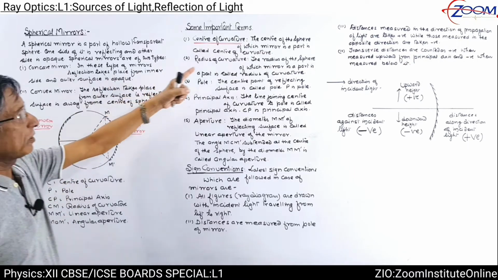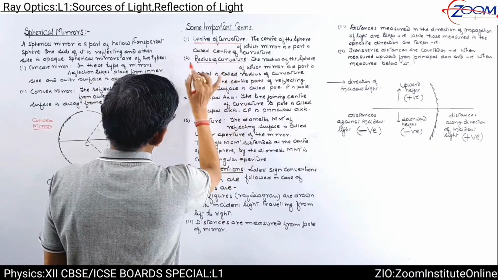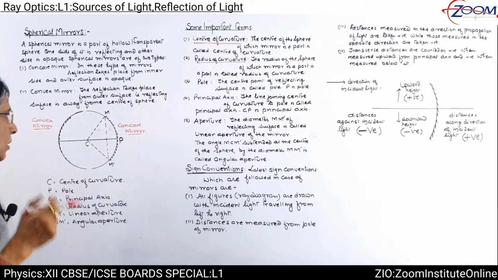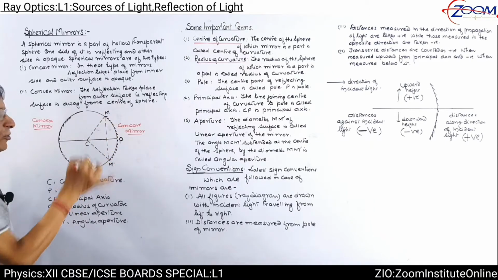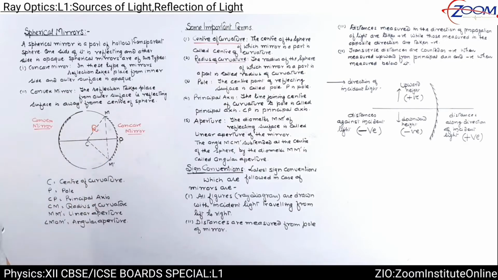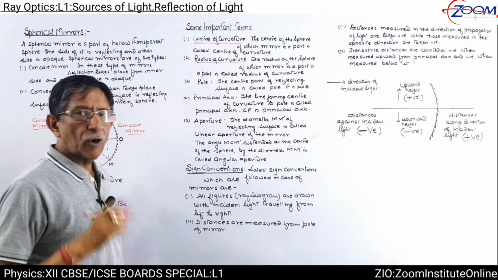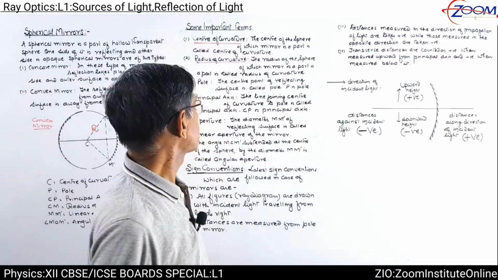Second is radius of curvature. The radius of the sphere of which the mirror is a part. The mirror is a part of this sphere, so its radius will be called what? Radius of curvature. The radius of the sphere of which the mirror is a part is called the radius of curvature.